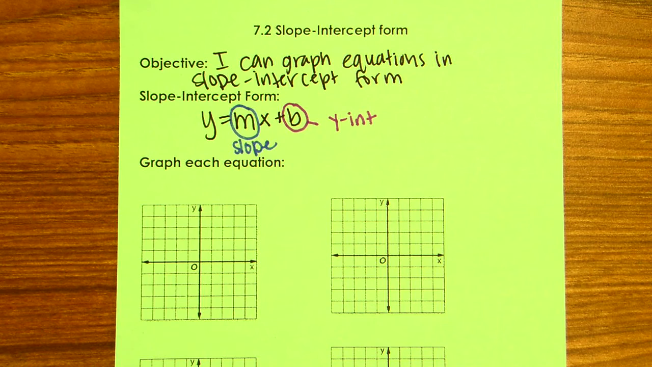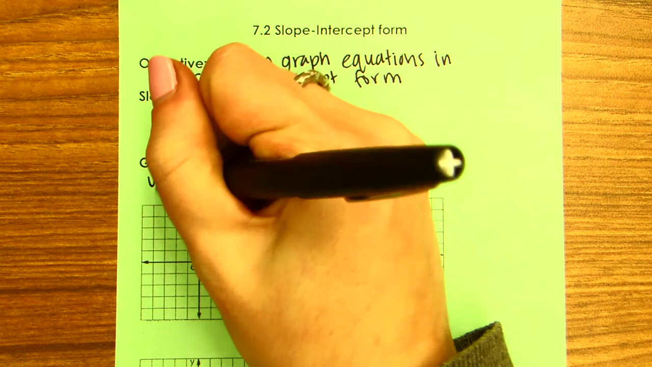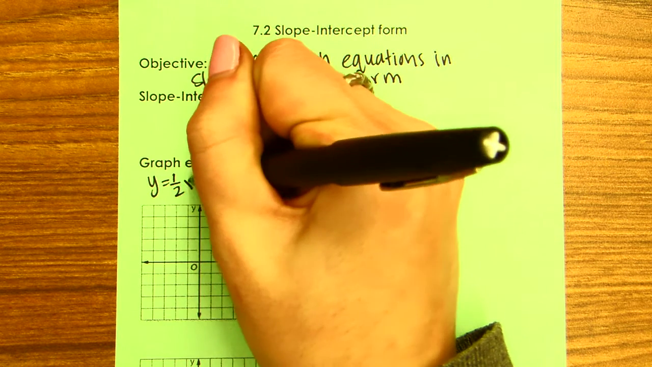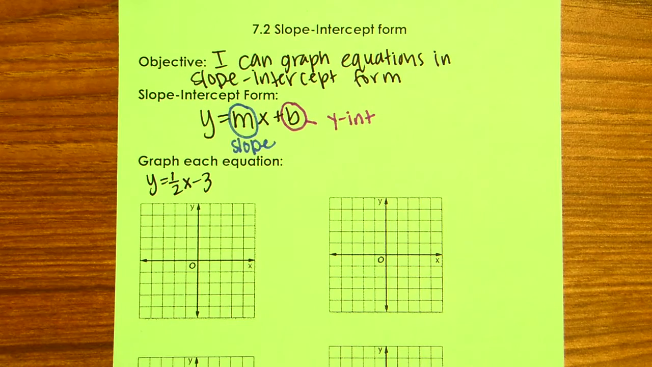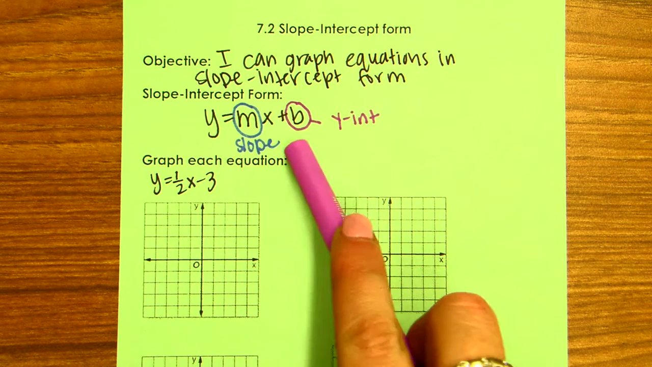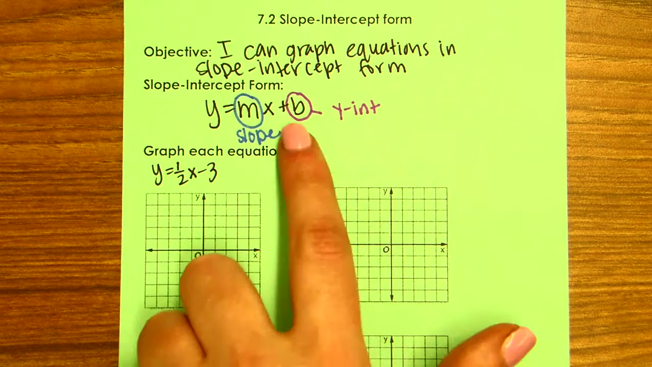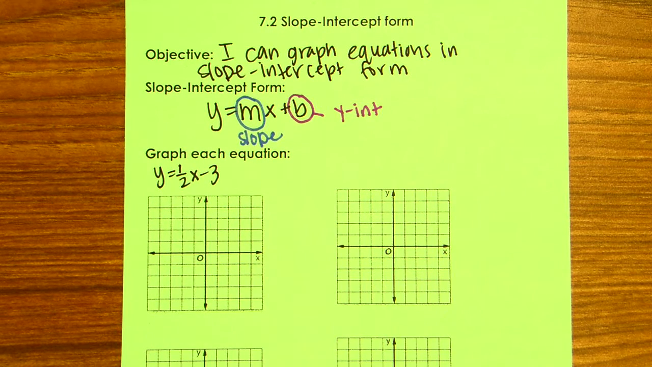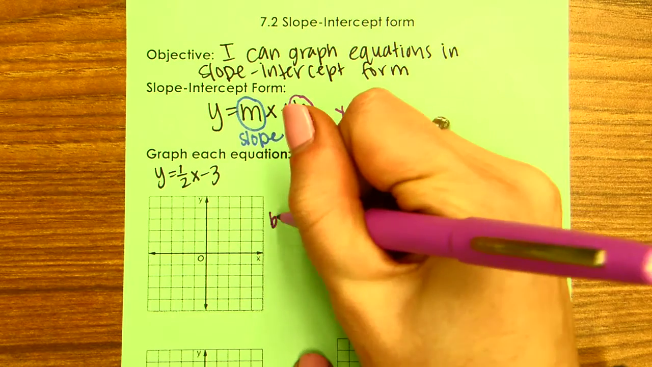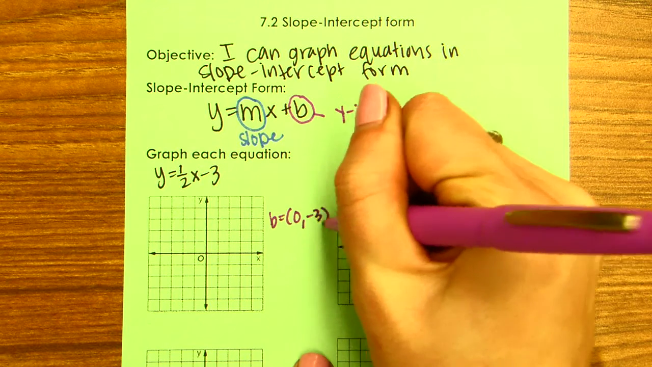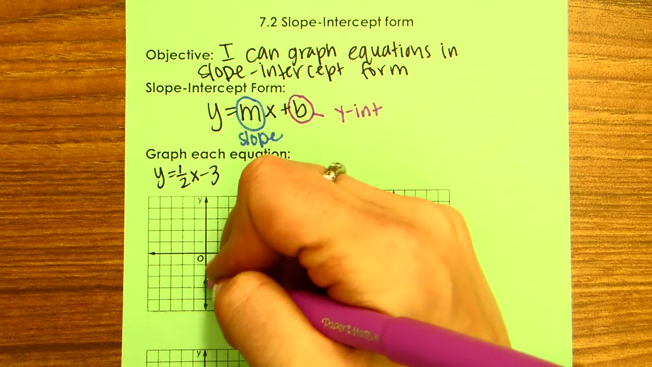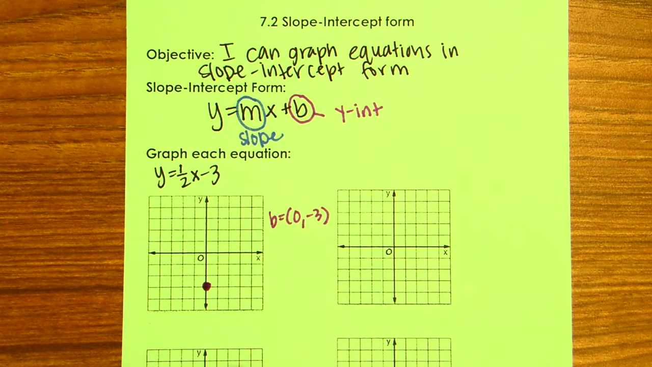The first one, let's do y equals 1/2 x minus 3. So I always begin with b. Remember, beginning starts with b, so I start with my b. On this equation, b is negative 3, because I have a minus 3 right here where it's supposed to be a plus. So my y-intercept is x is 0, y is negative 3. My line's going to cross the y-axis at negative 3.